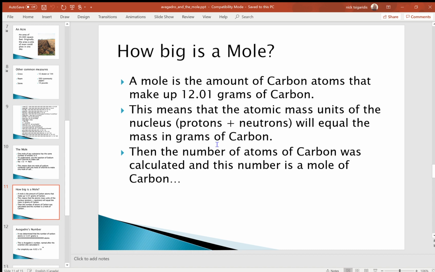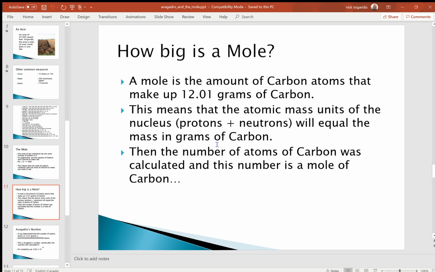If I had, I don't know, pick another element. If I had sodium and I took 1 mole of sodium atoms, I would have 22.98 grams in that 1 mole, grams per mole. So basically this means that the atomic mass units, which is the protons and the neutrons put together, will always equal the mass in moles of that particular substance.